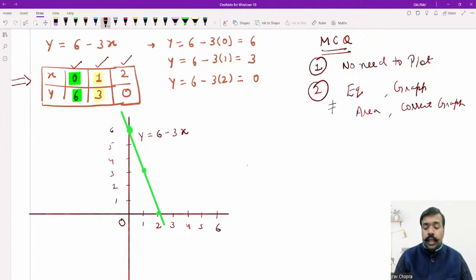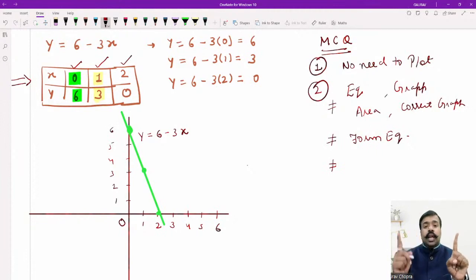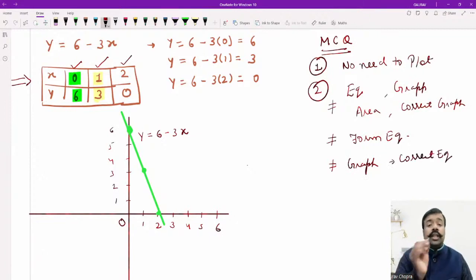Or there can be some other type also. What can be the other type? The question can ask us to form equations. One word problem will be given and we have to form different kinds of equations. So one is equation will be given, graph will be given, and we have to match them, like which of the following options is correct. Or graph will be given in the question and we have to find out the correct equation, like which is the correct equation for the given graph.